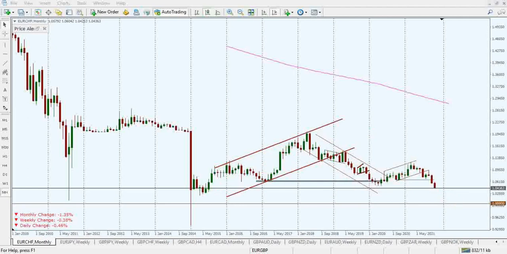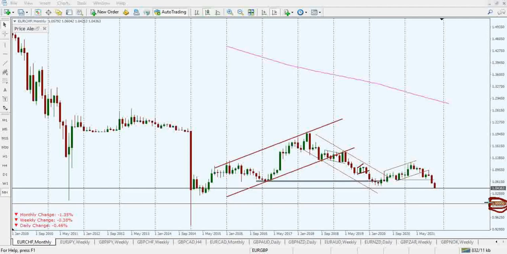But in this presentation, I'm going to be looking first at this 1.0 technical area, because this is a whole figure. I want to see how price would fare approaching this structure. It's a very significant number, and that will also be where all eyes are going to be.